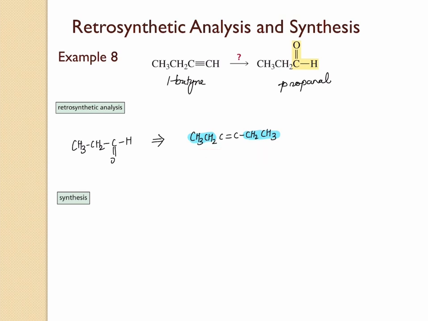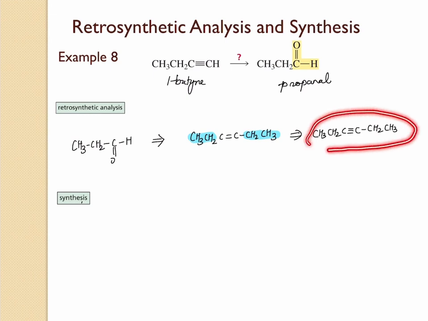Now, what would be the synthetic precursor for this molecule? We can think of an alkyne which has exactly the same number of carbons as this and let it undergo hydrogenation to give this alkene, right? So the synthetic precursor would be this. And this compound right here can be easily prepared from 1-butene, which is a starting material.